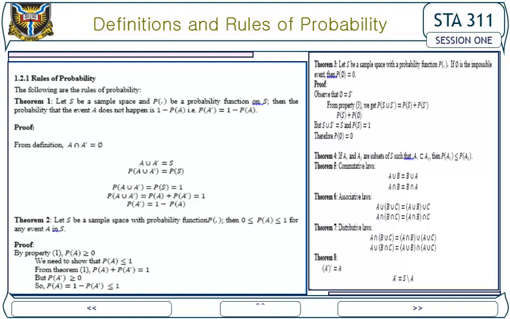Proof. Follow the steps below. Theorem 2. Let S be a sample space with probability function, then 0 is less than or equal to P of A less than or equal to 1 for any event A in S. Check the proof below. Theorem 3. Let S be a sample space with a probability function. If the empty set is the impossible event, then P of the empty set is equal to 0. Also study the proof below. Check Theorems 4, 5, 6, 7, 8, 9, 10, 11, 12, 13, 14, and Theorem 15.